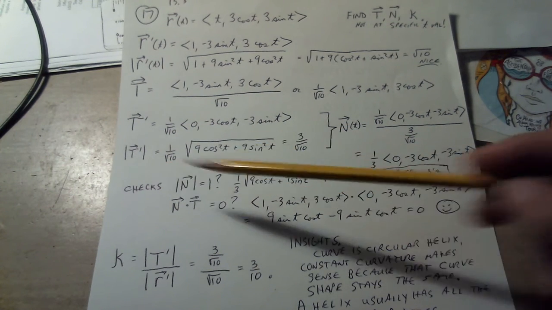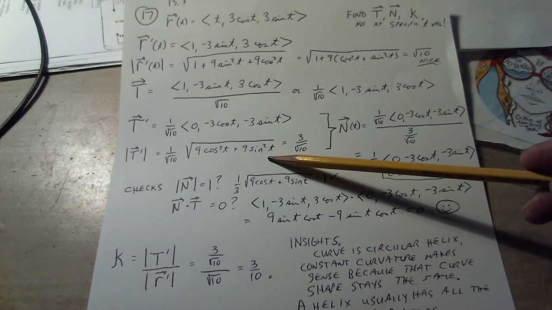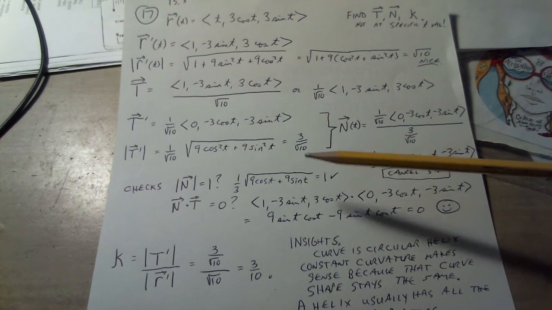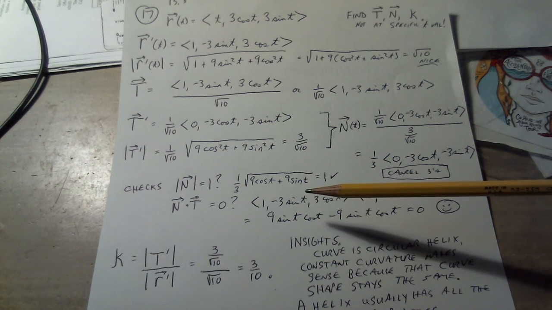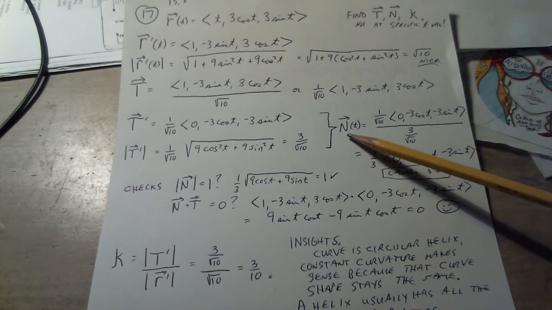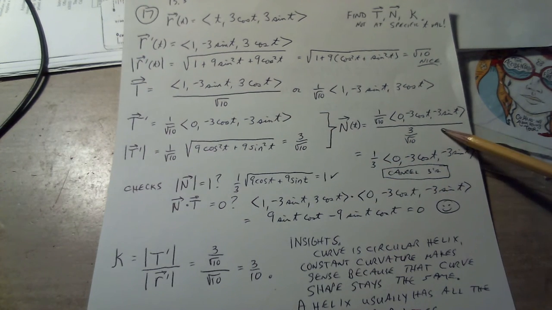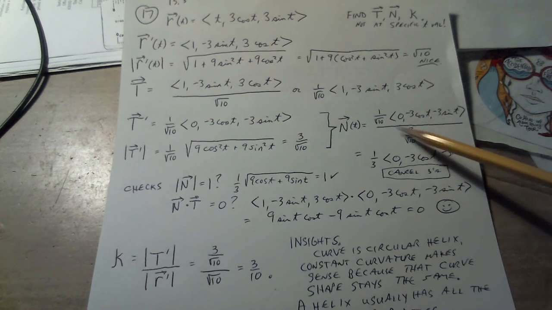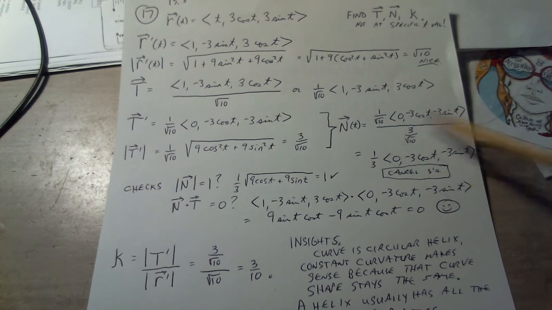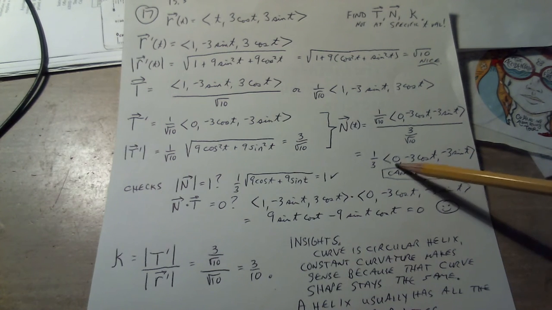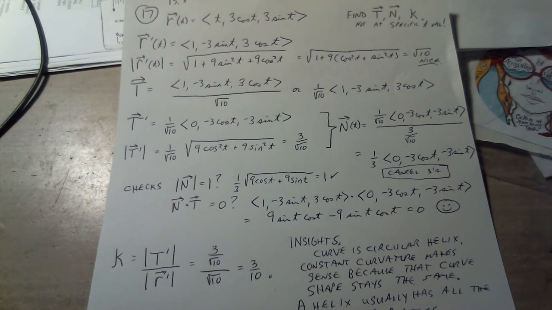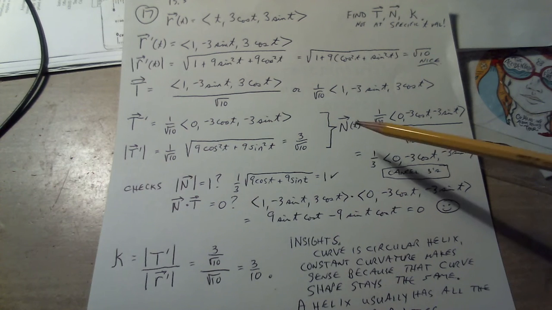Then the length of T prime, again, you get the nice result: 3 over square root of 10. That's nice. So big N, the unit normal, is T prime over the length of T prime. So there that is. The square root of 10's die. The 3's should cancel. I didn't cancel the 3's. I should have. This is a really nice vector: just 0, negative cosine t, negative sine t. That's great. And that's big N.